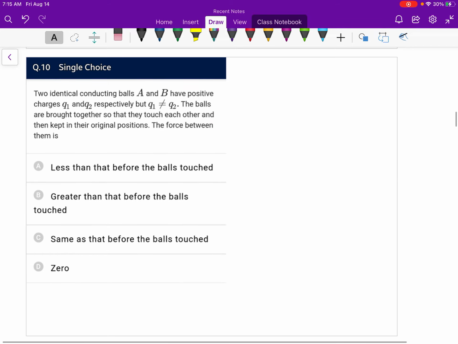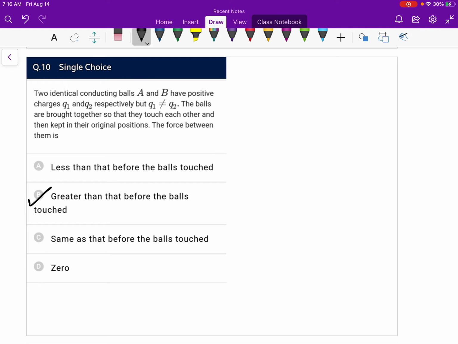Two identical conducting balls A and B have positive charges Q1 and Q2 respectively. The balls are brought together so that they touch each other and then kept at their original positions. When the total charge is divided into equal halves, the force between the particles is maximum. Initially Q1 was not equal to Q2, and when they are touched, the total charge divides into two halves. So the force will increase, greater than that before the balls touched. So B is the correct option.